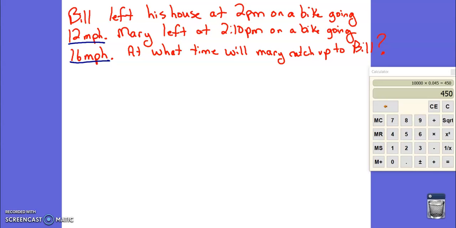Well, we're going to use the formula D equals RT. And we know the question is what time will Mary catch up to Bill, which means they're going to travel the same distance. They left the house and they're going to end up at the same spot when Mary catches Bill. So the distance of Bill will equal the distance of Mary. And we know distance is RT.